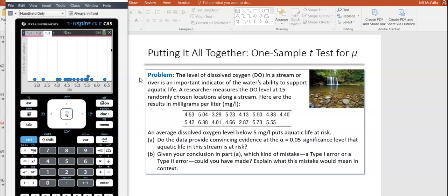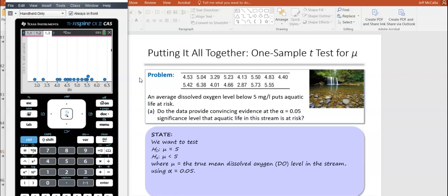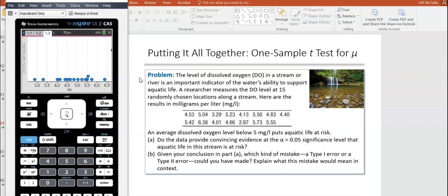And the question was, is this stream at risk? So the alternate is, is it less than 5, right? So that should kind of flow from that. And the null is nothing's unusual. It's 5, right? This is not a big deal here. So we've got the alternate and null. We define the variable mu as the true mean dissolved oxygen level in the stream, using an alpha level of 0.05, because it said use alpha level of 0.05.